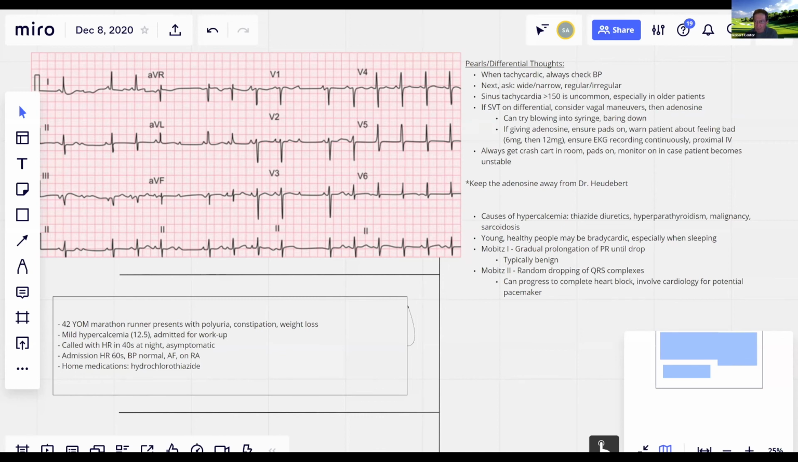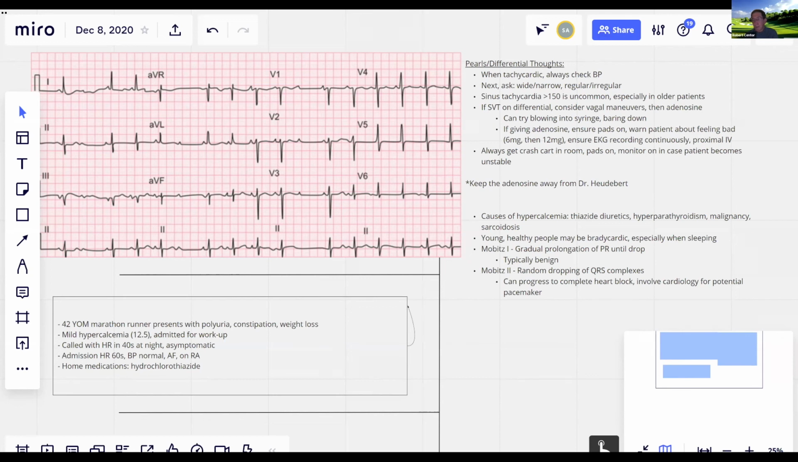How is this chest X-ray? Does chest X-ray show anything? You know, I don't have it in front of me. I'm sorry, Dr. Centaur. I'm just wondering whether or not he had other signs of sarcoid. Cardiac sarcoid is really tough because it's really hard to treat.